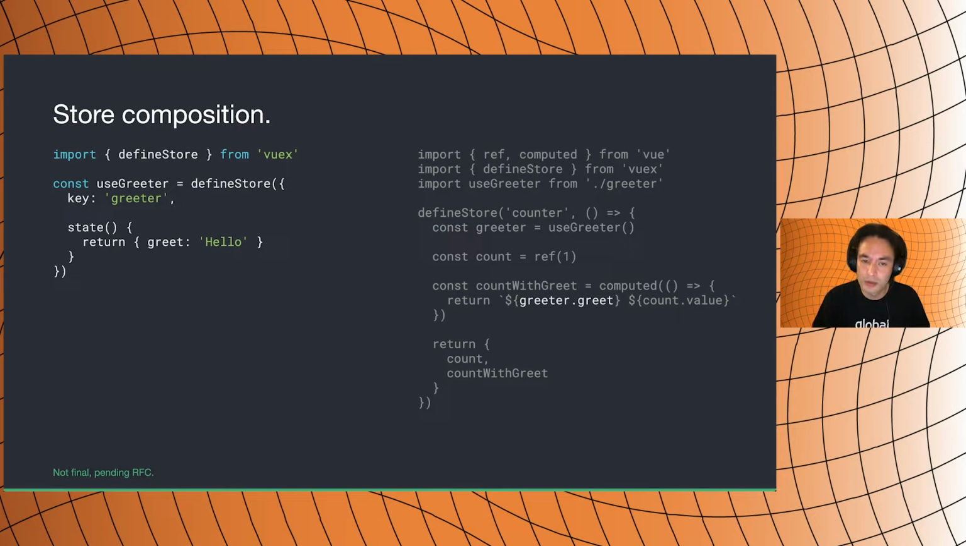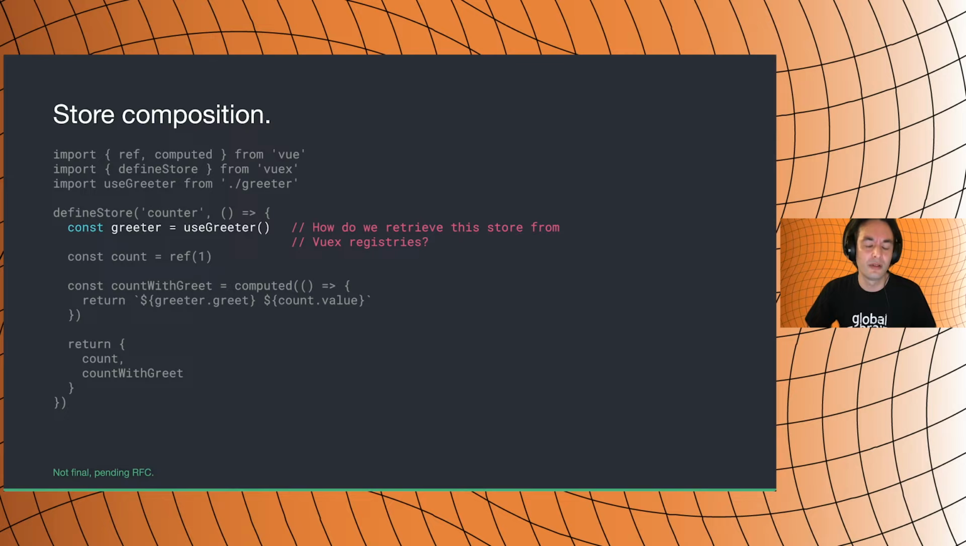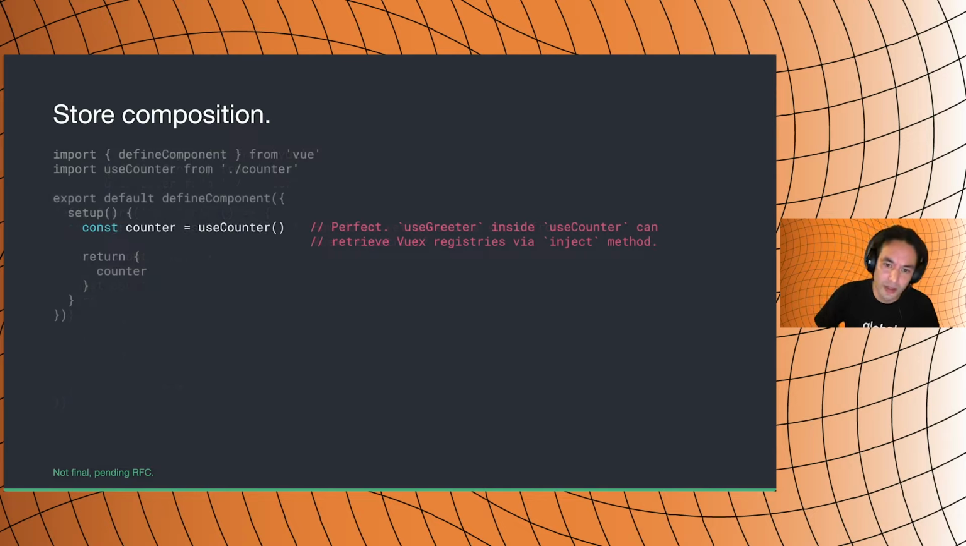Now, this looks simple, but how do we retrieve useGreeter when we call it like this? I mean, how can we retrieve the Vuex instance? Because remember, we must retrieve stores from the Vuex instance, always. But how can we do this? Well, when useCounter is called inside the setup hook, there's no problem. Here, useCounter is calling useGreeter under the hood, but still, it is called inside the setup hook. So useGreeter can still retrieve the injected Vuex instance through the inject method of Vue. So in this case, it's fine, it will just work.